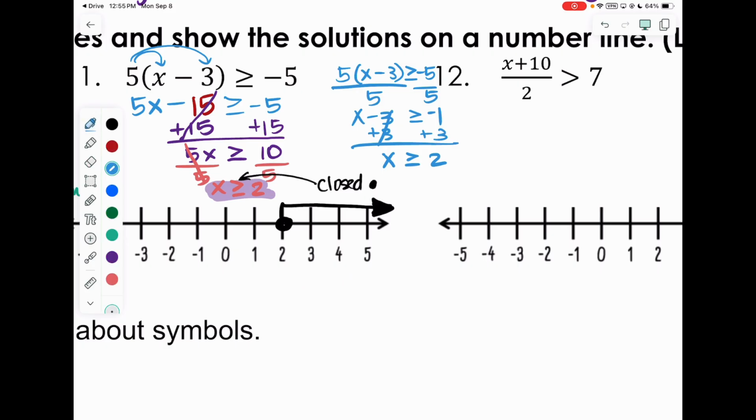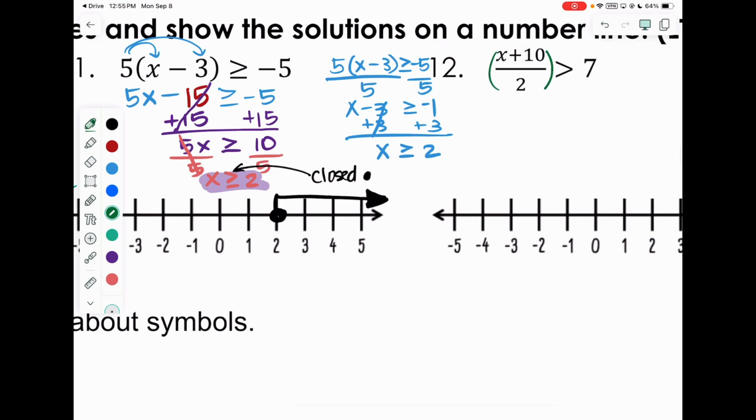All right, here we go. Next one. I'm going to fly through this one. Who wants to do it real quick, or do you want me to just do it? Brian's dying to do it. Okay. So first multiply the fraction by 2 and the 7 by 2. All right. Now what? You get x plus 10 is greater than 14. Okay. And then you subtract 10 from the 10 and the 14.